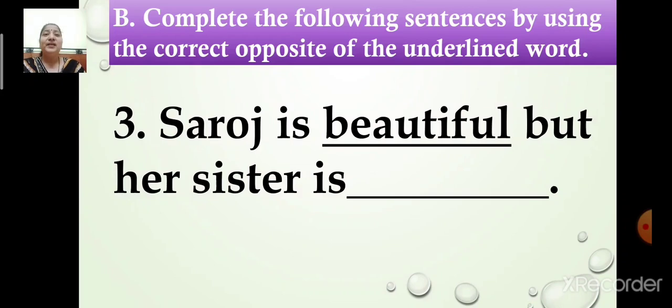Next, number 3. Saroj is beautiful but her sister is dash. Now children, here the underlined word is beautiful. Now tell me the correct opposite of the underlined word. Yes, the opposite word of beautiful is ugly. Okay, so children, Saroj is beautiful but her sister is ugly.